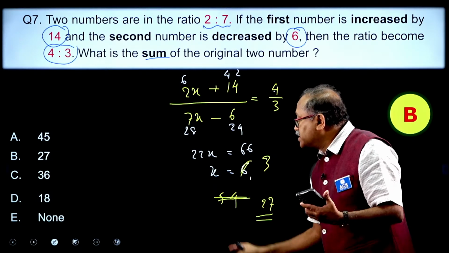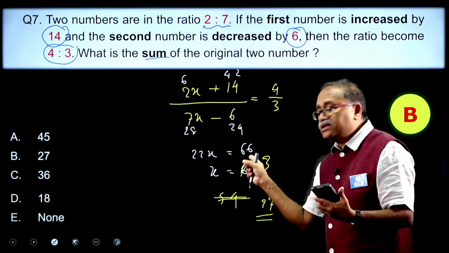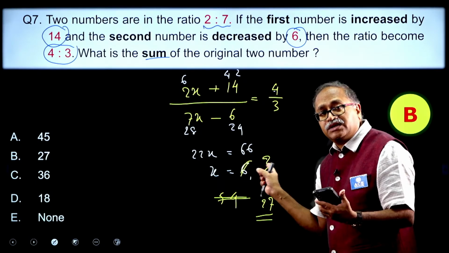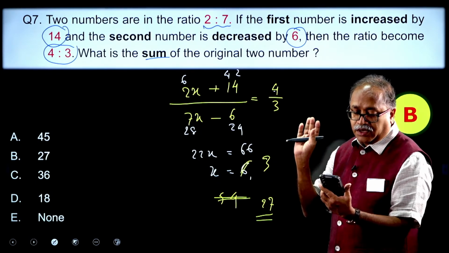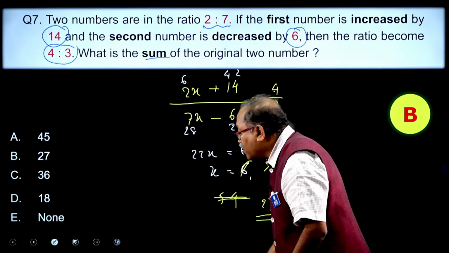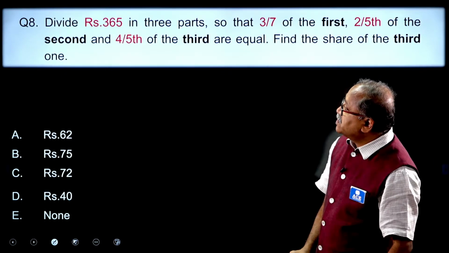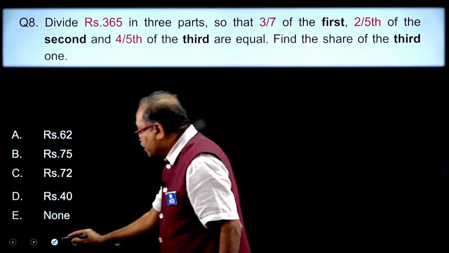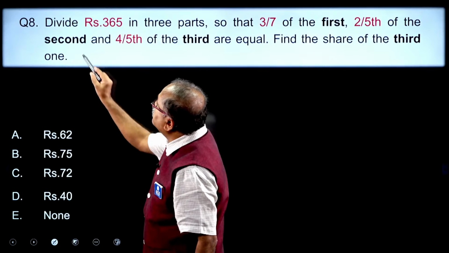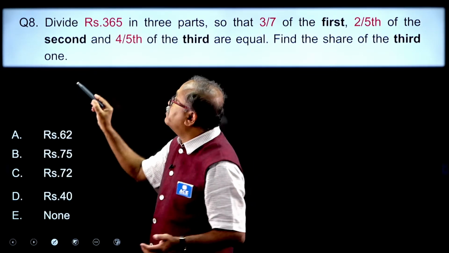I made a small mistake here, that is 22 and 66. By mistake I wrote it as 6, it should be 3. Okay, well understood by all of you. Moving on to the next question, that is question number 8. All are prelim level questions, my dear friend, just a practice in the evening.